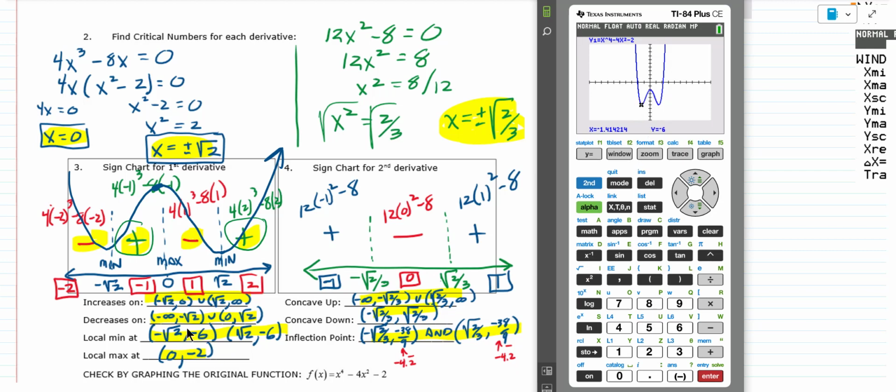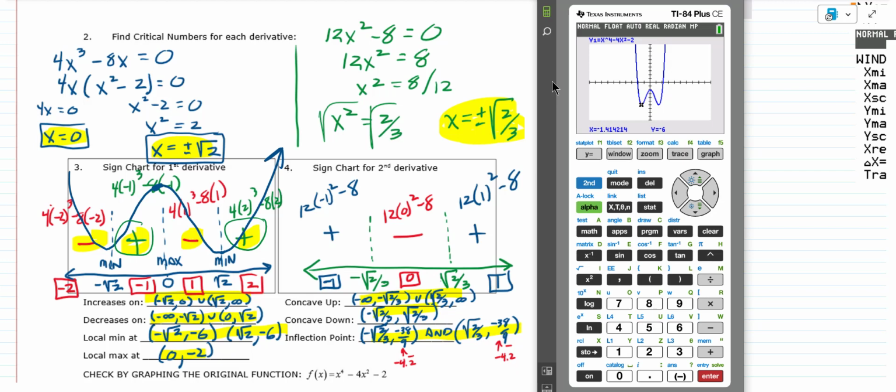A lot of times students get confused about when do I plug into the derivative? When do I plug into the original? The only time you plug into the original is if you want to find y values on the original graph. So that's why I'm working with the original function now. And also, when you do this, you're checking the problem set.